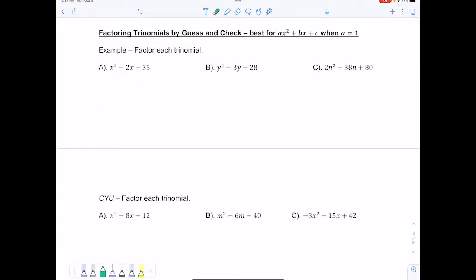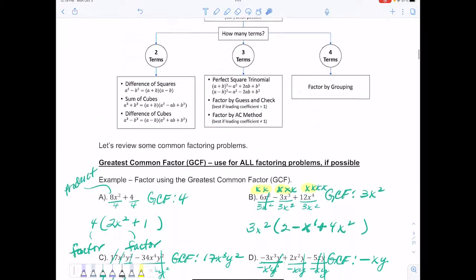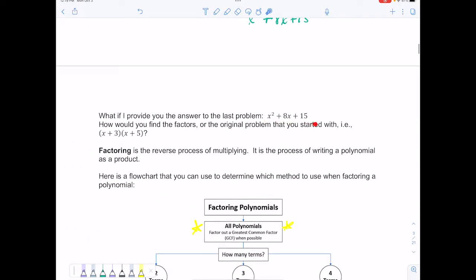Okay, so we're going to use a method called guess and check. If you think back to that problem we started with, which was x squared plus 8x plus 15, how would we get x plus 3 times x plus 5? There's something special about the 3 and the 5 and the 8 and the 15. Think about how 3 and 5 relate to 8 and also 15.